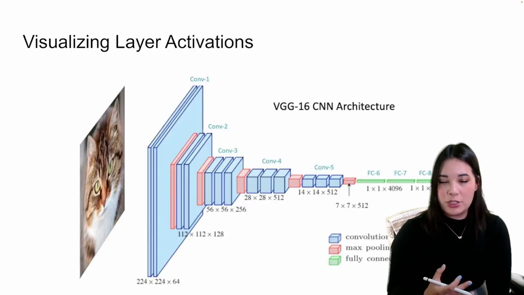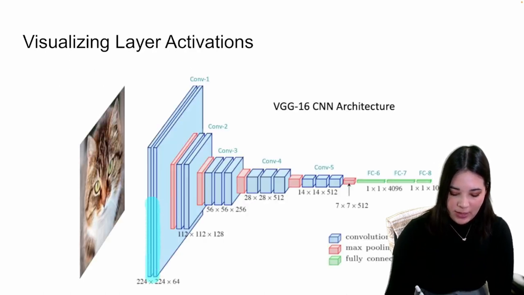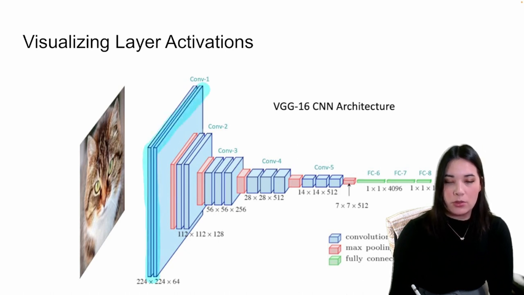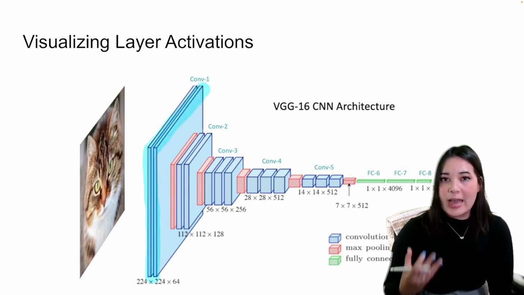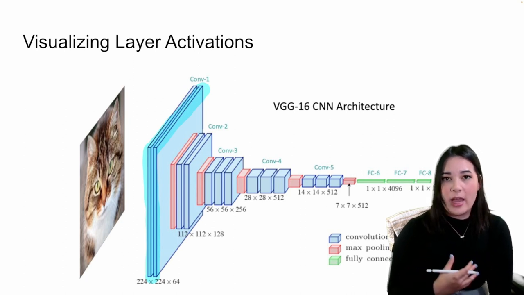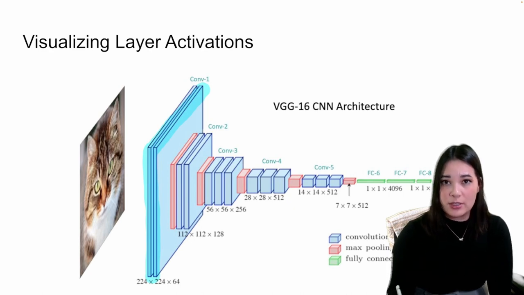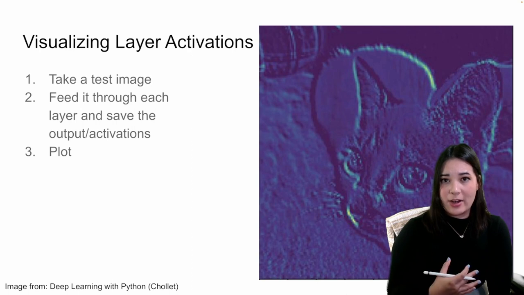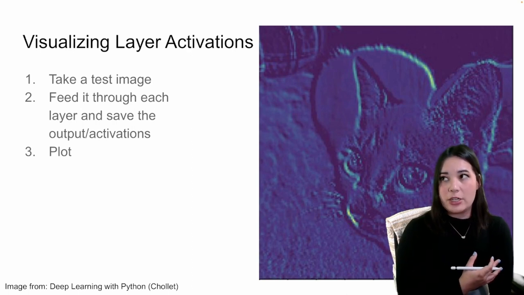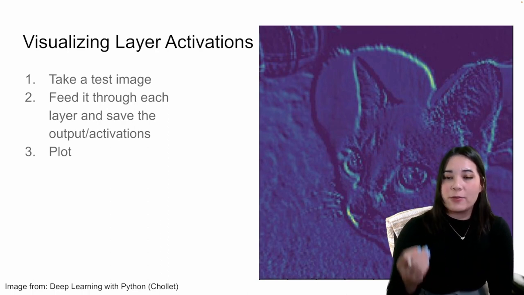The first thing we can do is visualize layer activation. When we send an image through convolutional and pooling layers, the resulting output is referred to as the activation of that layer. And one thing that might be interesting to us is to see the activations of an image as we send it through our net. And visualizing layer activations is super simple. All we do is we take an image and we send it through our neural network, and we look at the outputs after each layer.